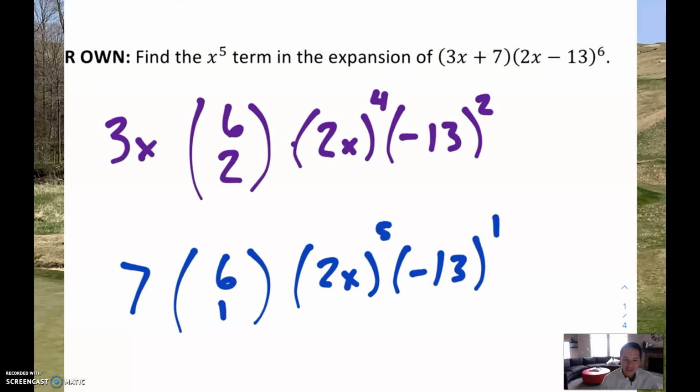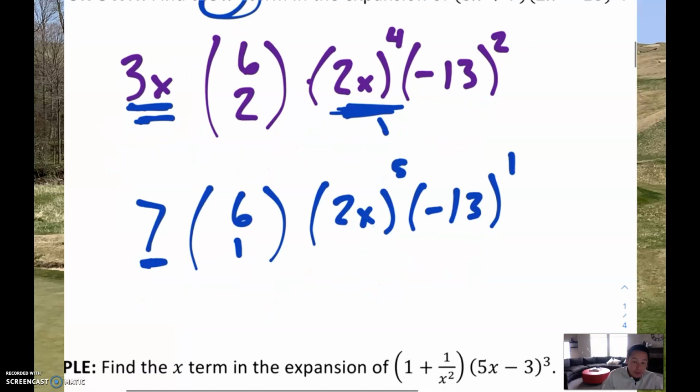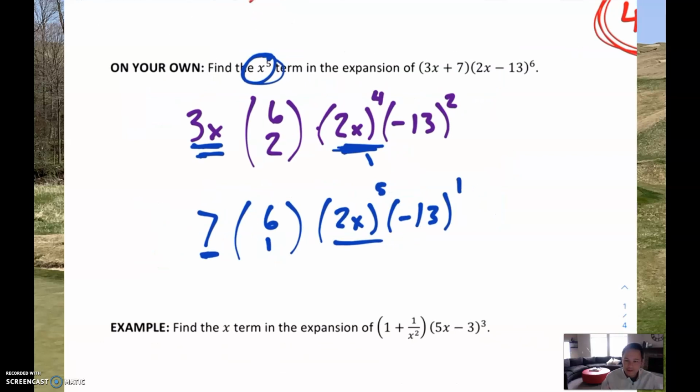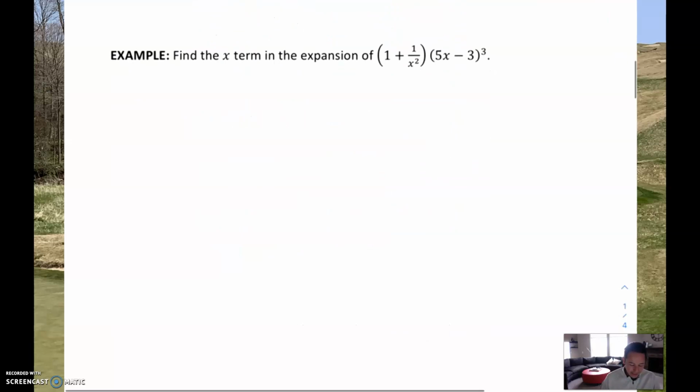Okay, if you were stuck, I showed you how to set this one up on your own. You were taking that x term, and in order to make it x to the 5th, we needed another x to the 4th. So x times x to the 4th would give you x to the 5th. And now the 7 has no variables on it, so we need this one to be x to the 5th. And then evaluate those, combine them, and you should get the right answer. Let's move on to the next example.